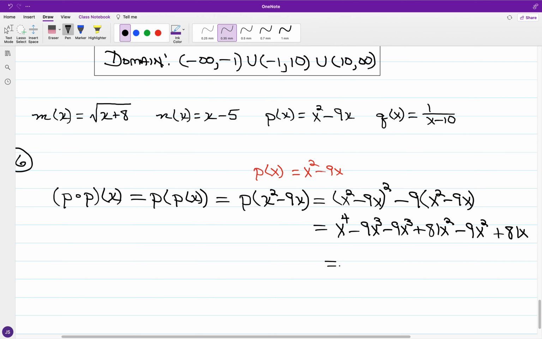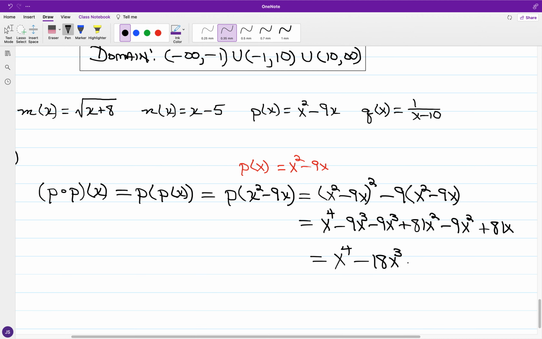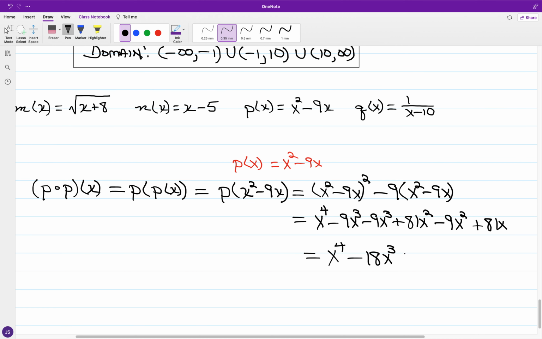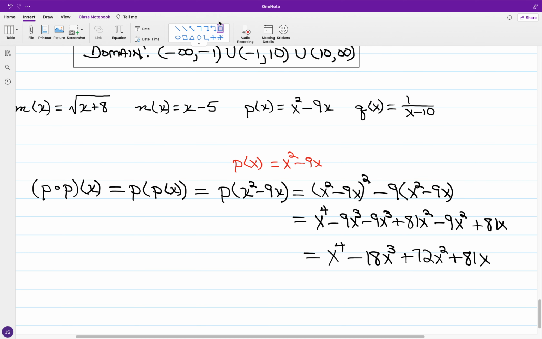And looking at gathering the like terms, okay, so we have x to the 4th in the cubes, we have negative 9 and negative 9 for the coefficients, so that will add up to negative 18x cubed. And for the squared terms, we have 81x squared minus 9x squared, so we're going to have a 72x squared. And the last term would come out to 81x. Okay. So the resulting composition here is going to be this 4th order polynomial.